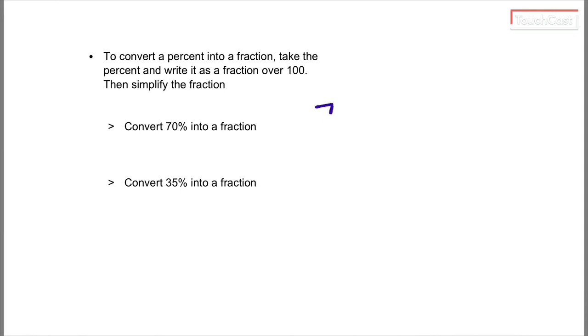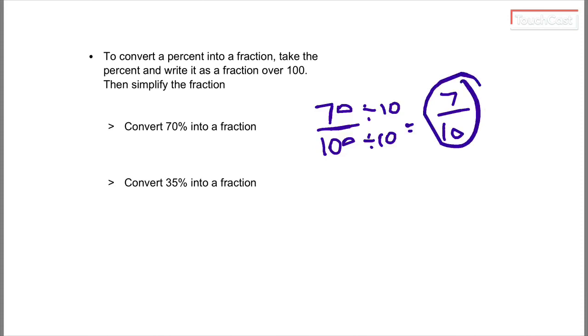Well, that means it is 70 over 100. And now we can just simplify. Divide both of those by 10. And we get 7 over 10. And there's our fraction.